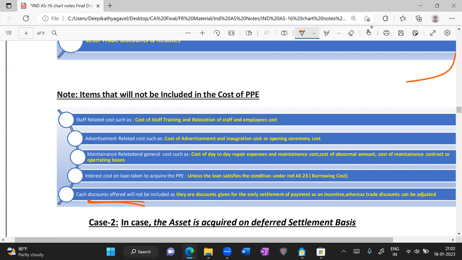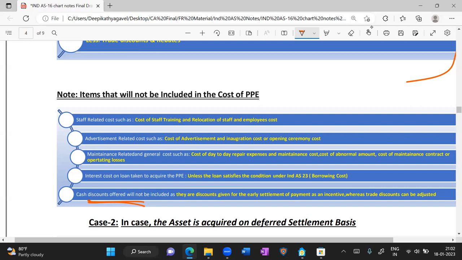In case you have incurred any staff training or relocation of employees, because let's say my factory is in Jaisalmer, but the employees who are capable of operating those machineries are present in Bangalore, so now I need to shift those employees from Bangalore to Jaisalmer. There's some relocation cost that will be incurred. Can I add it to the cost of the PPE? The standard says clearly no, because the machinery is ready, but skilled labor is not there. That is not my problem. But is the machinery ready for its intended use? Yes.